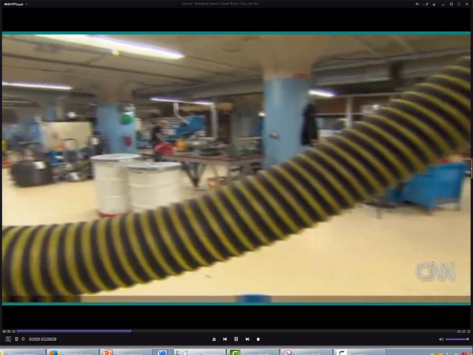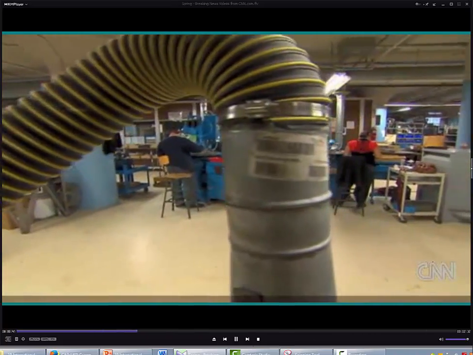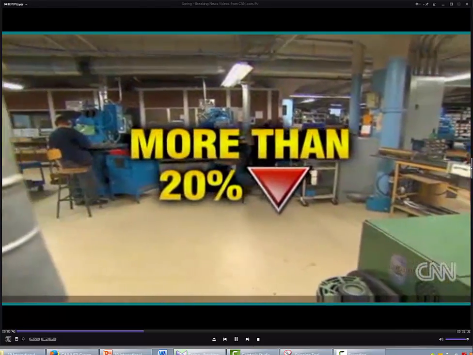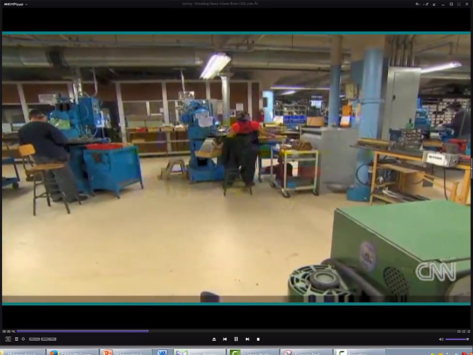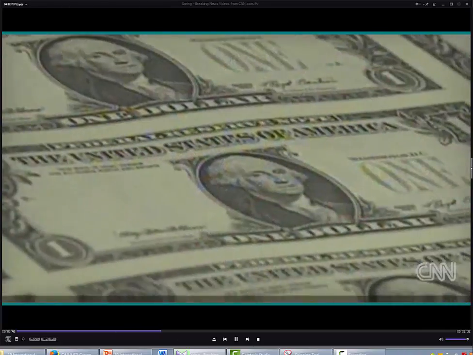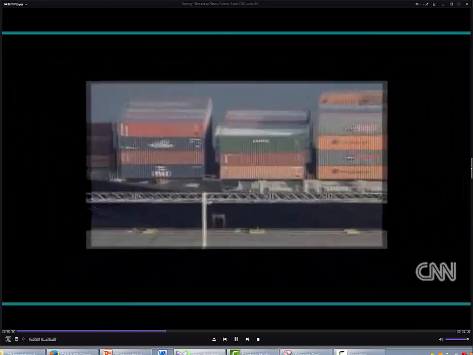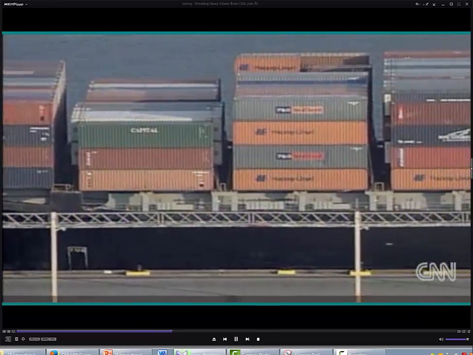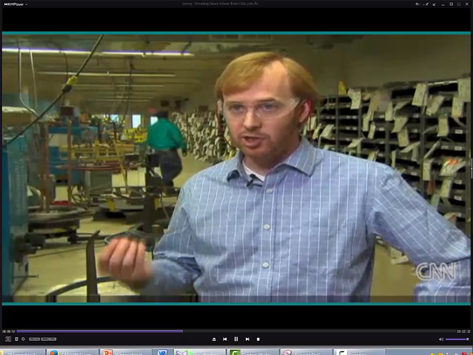During the height of the economic crisis, Lee saw orders plunge more than 20% from normal levels. They're still off about 10%. But Lee hopes to see positive growth next year. One big reason, the weaker dollar, which is helping boost exports. Sales in certain areas, into certain regions where we've been helped by the exchange rate, are growing in double digits right now.